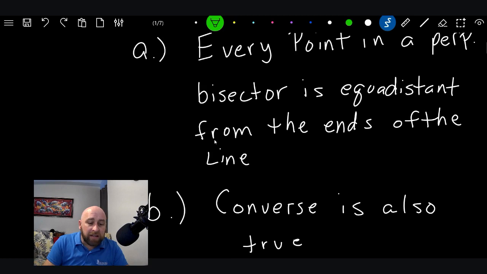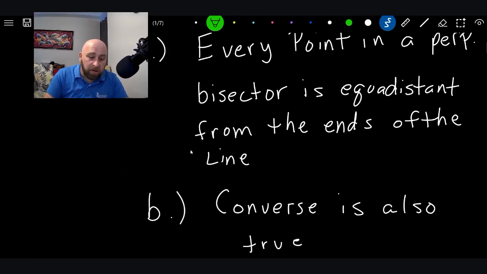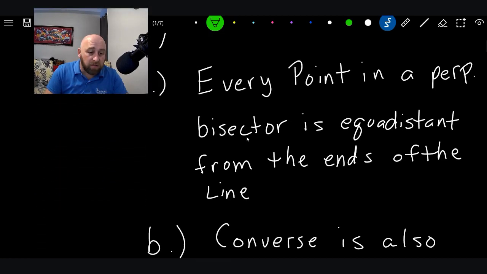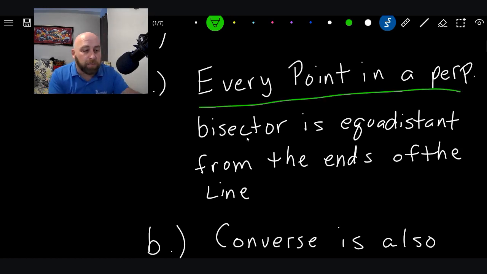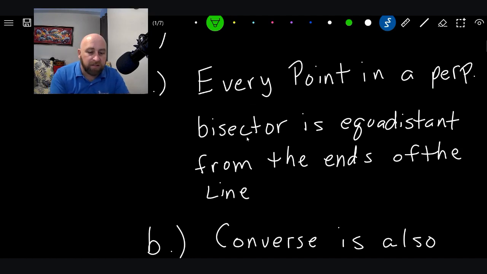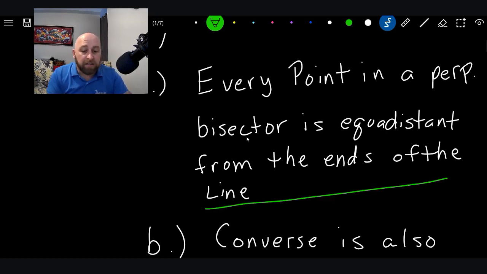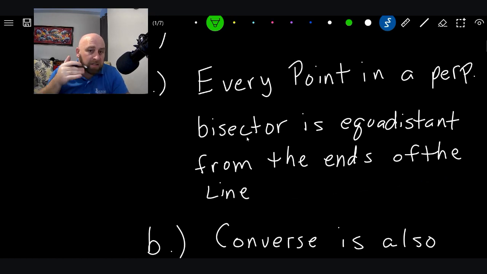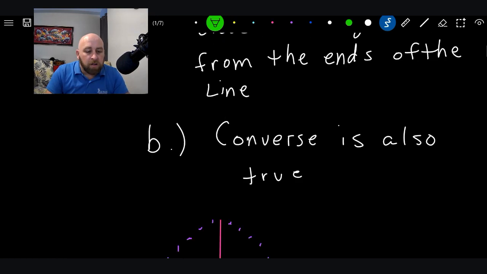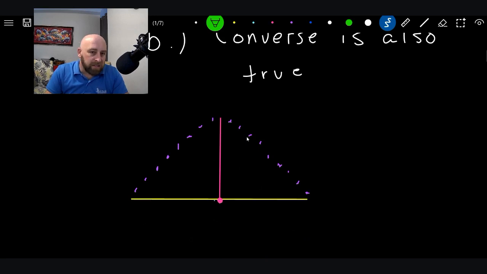All right, and then the B part, the second part of that, is that the converse is also true. Or in other words, this one says that every point in the perpendicular bisector is equidistant from the ends of the line. So you could also say that every point equidistant from the ends of the line is on the perpendicular bisector, basically saying the same thing, only in reverse. So let's see what that means.